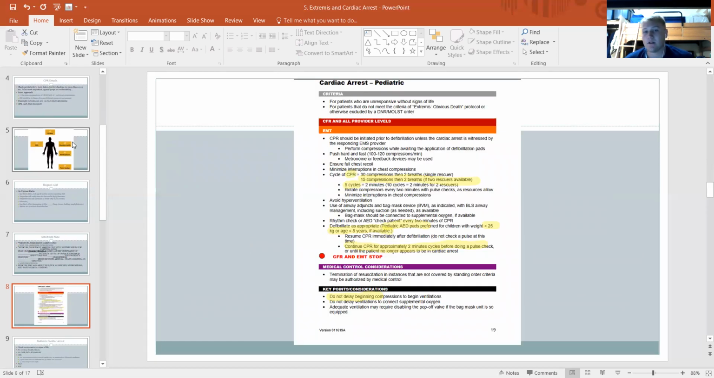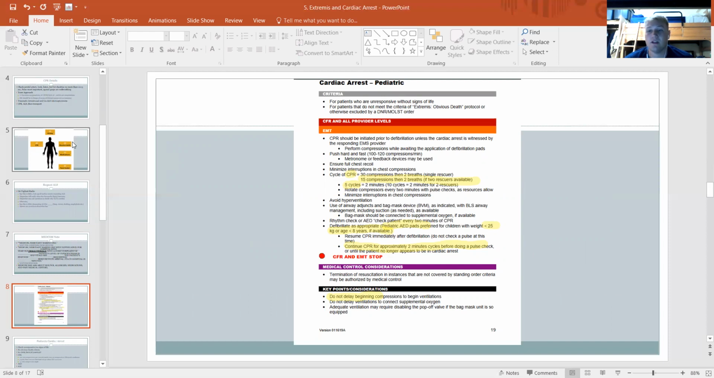And then for pediatric cardiac arrest, protocols are mostly the same, with the same criteria as earlier. Again, CPR should begin prior to defibrillation unless the arrest is witnessed by the responding provider. Obviously, compressions are going to be at the same speed, 100 to 120 beats per minute.